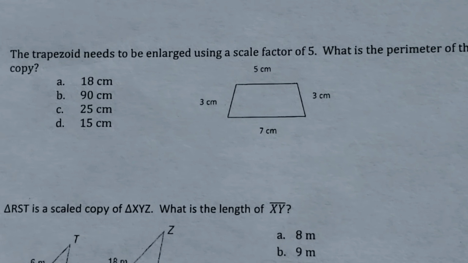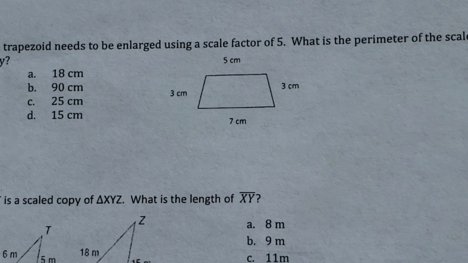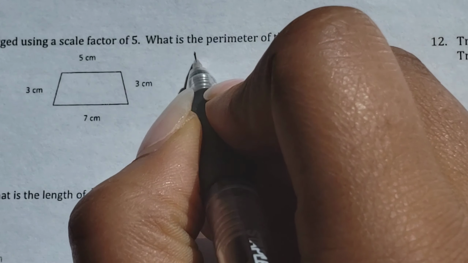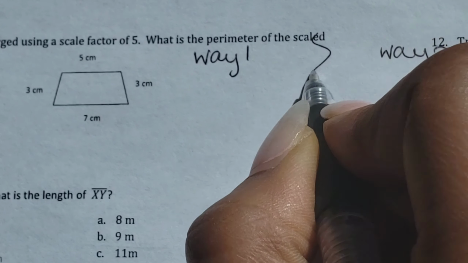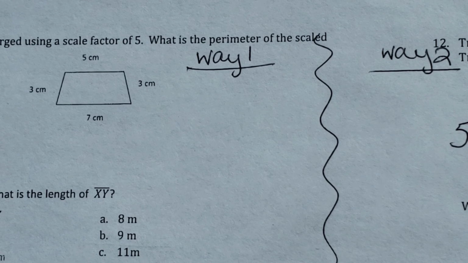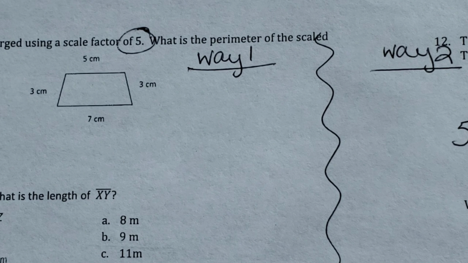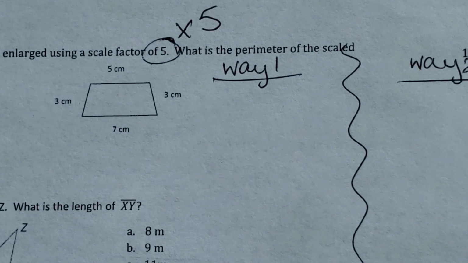All right, number 8. This one is really cool because there's 2 ways to do this problem, okay? So I have a scale factor of 5, just like what we saw on number 7. Anytime you see of, we're going to multiply. So I'm going to break this up, way 1 and way 2. So there we go. Of 5 means times 5. So I just like to write that out.